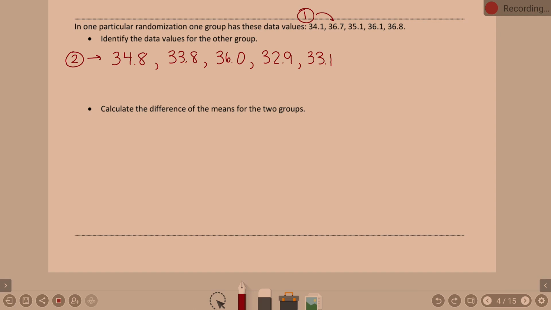Again, we're mixing them up, seeing what happens. So calculate the difference of the means for the 2 groups, which means we need to find our 2 means. So we need to find mu1, or mean 1, and we need to find mu2, mean 2. Okay, so grab your calculators, start doing the math there. As I said, I called group 1 the numbers they gave us up here. I'm calling group 2 the group of numbers we just wrote out.